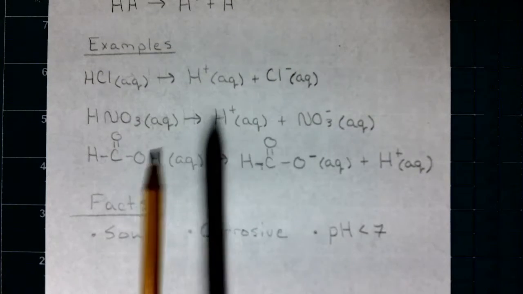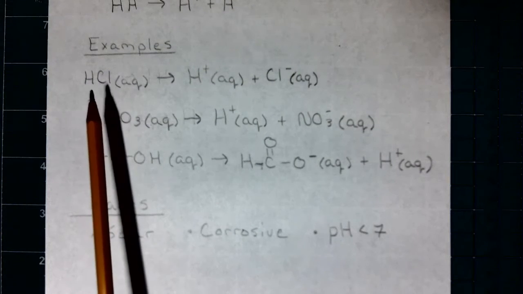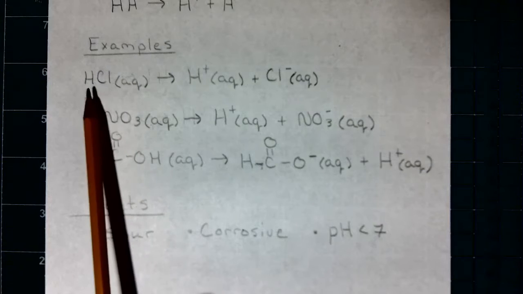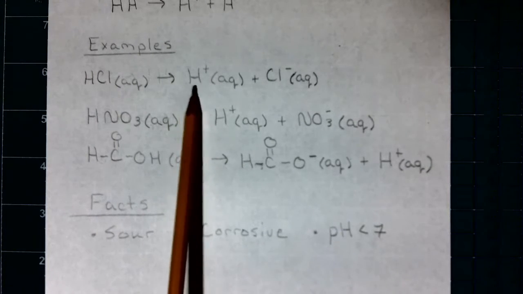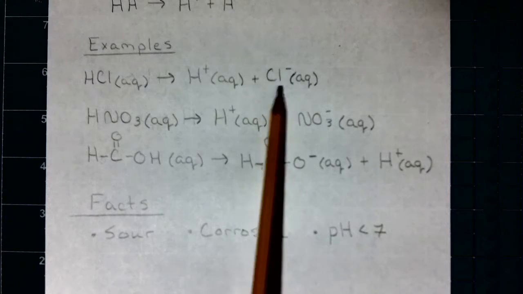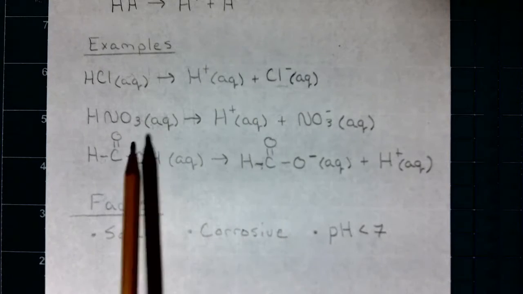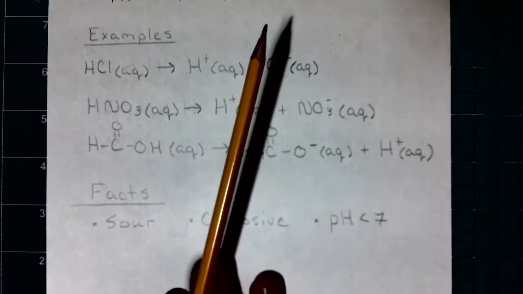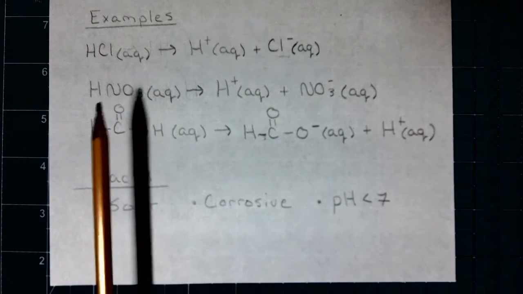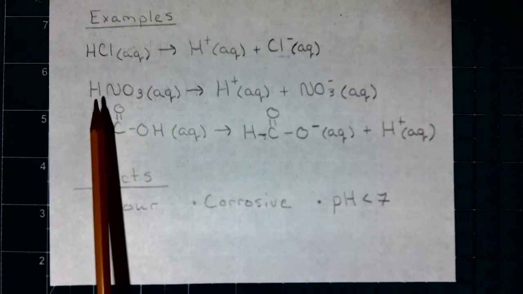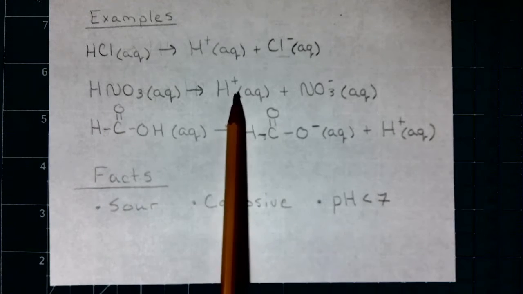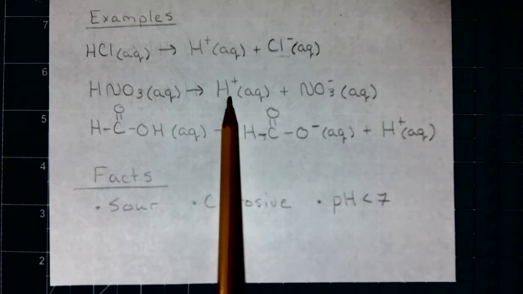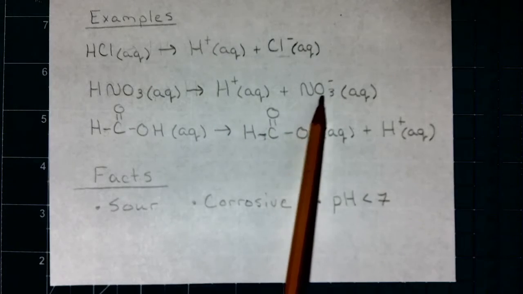Let's take a look at examples of some of the Arrhenius acids. We have hydrochloric acid. We put that in water, we get our free proton, and then we have a Cl- floating around in the water. We can make them out of polyatomics. Here we have nitric acid. We put it in water, we get our free proton, and we have a free nitrate anion.